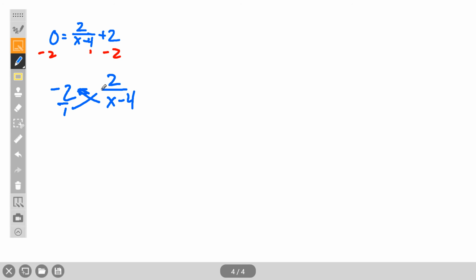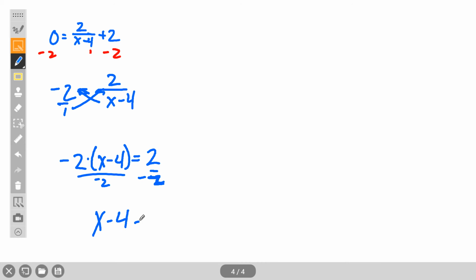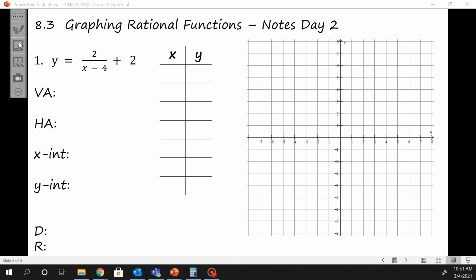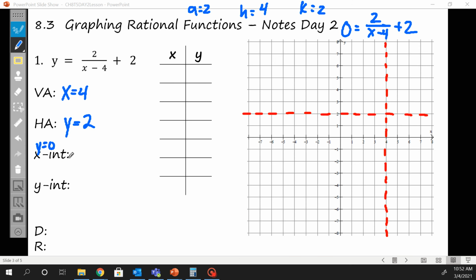And then we can cross multiply here so that we get negative 2 times x minus 4 is equal to 2. And divide by negative 2. So we get x minus 4 is equal to negative 1. Add 4, x is equal to 3. So that's the x-coordinate of our x-intercept. So we have (3, 0). We can put that as a point. That's right here.